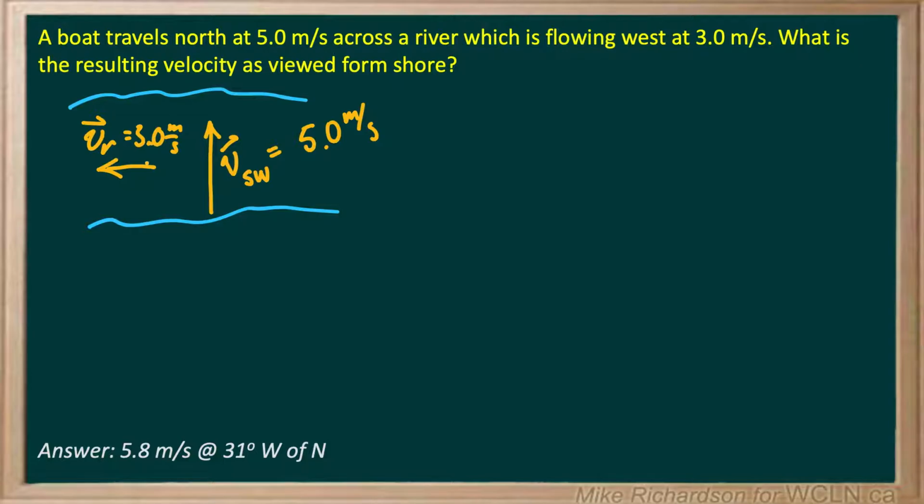Now, if you imagine the river as a conveyor belt, it's going to be pulling that boat from going straight north, shearing it sideways, shearing it towards the left. And we want to know what the combined velocity is. So once again, we're taking the still water velocity, which is always in the direction that the boat points, adding to the river's velocity to get the combined velocity as viewed from the shore, which we generally call the velocity with respect to the ground.